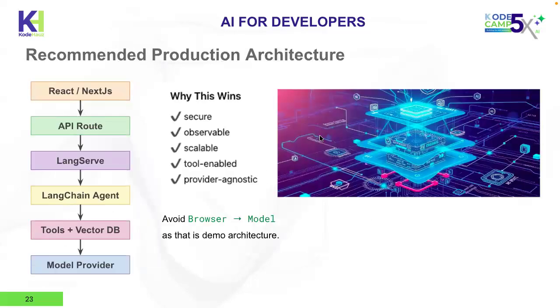So at the end of the day, right, this is what should be the recommended production architecture. You have React, Next.js or any other front end you want to use, including even a mobile app. You do your API route, then you use LangServe to serve, right? If you are using a Python backend, LangServe of course runs with FastAPI. If you're using a Next.js, Node.js backend, then you may not be able to use LangServe, but there are other equivalents that you can use, right?